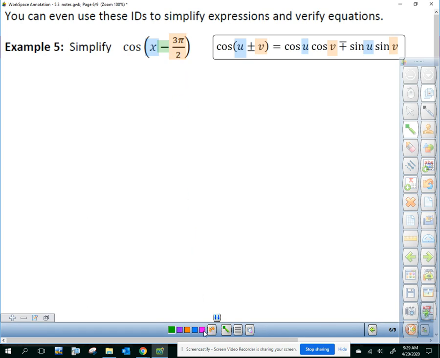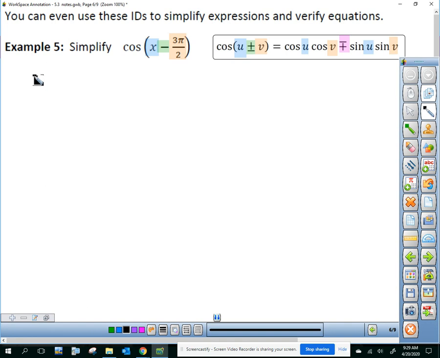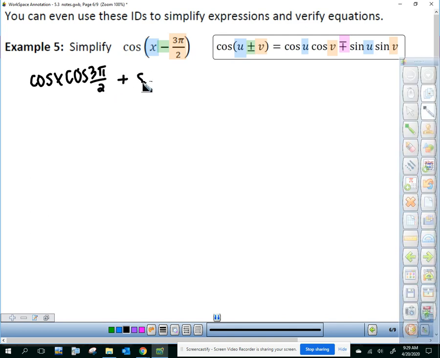This is the cosine difference identity, but we know when we expand it, it's the opposite of what we had here. So this is going to become cosine of x times cosine of 3 pi halves plus sine of x times sine of 3 pi halves. Now again, know your unit circle. Cosine and sine at 3 pi halves. If you need to jot stuff down, jot stuff down. 3 pi halves, that's right here. That ordered pair is 0, negative 1. So remember, that's your cosine, that's your sine.